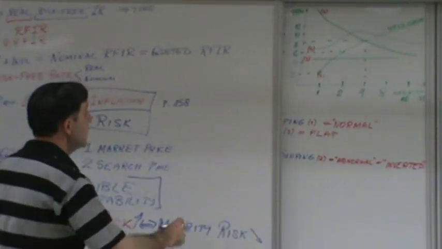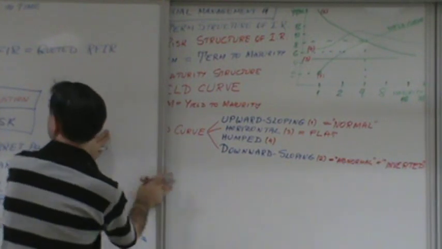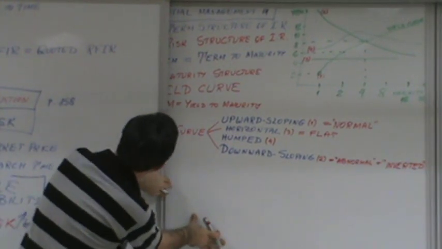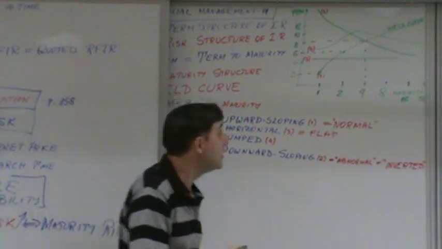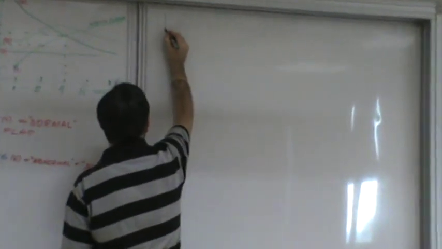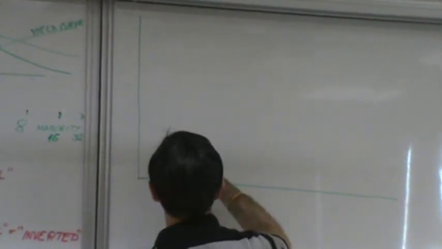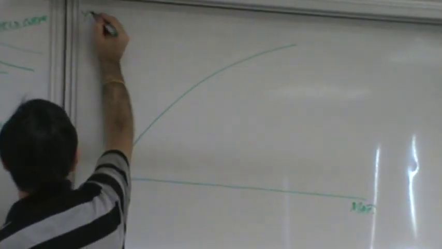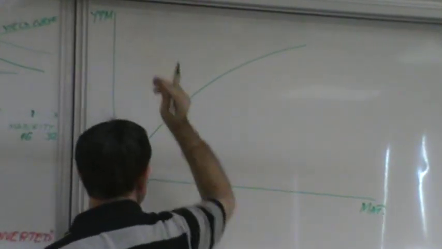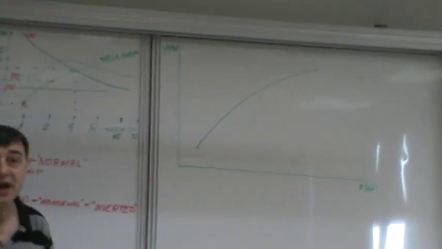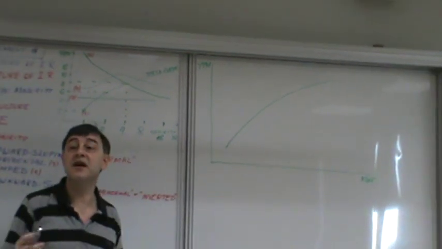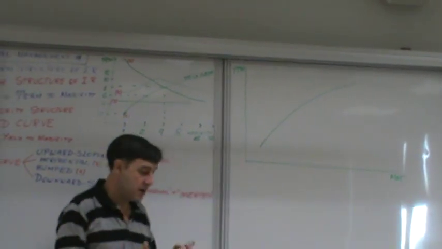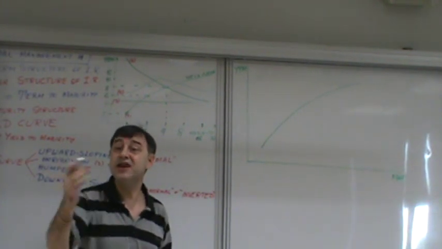And I'm gonna move on the right side over here so I can be explaining some more stuff. We'll go here and draw a nice yield curve. You got maturity, you got yield to maturity. Okay, and now we define a brand new term, okay? And the new term is called yield spread.